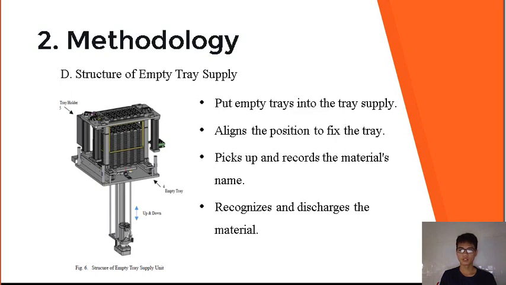In order for the facility to operate for the first time, several empty trays must be put into the tray supply device by workers. When an operator puts in an empty tray, the facility moves the empty tray to the operating position of the SCARA robot and aligns the position by clamping to fit the tray.